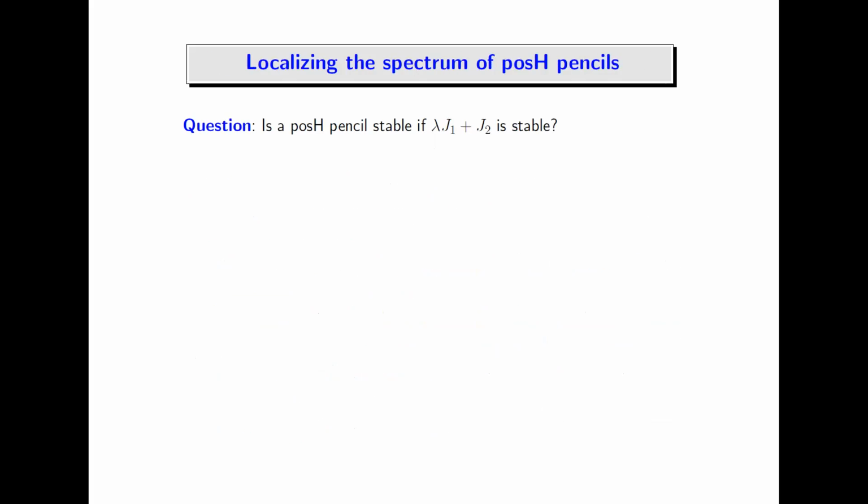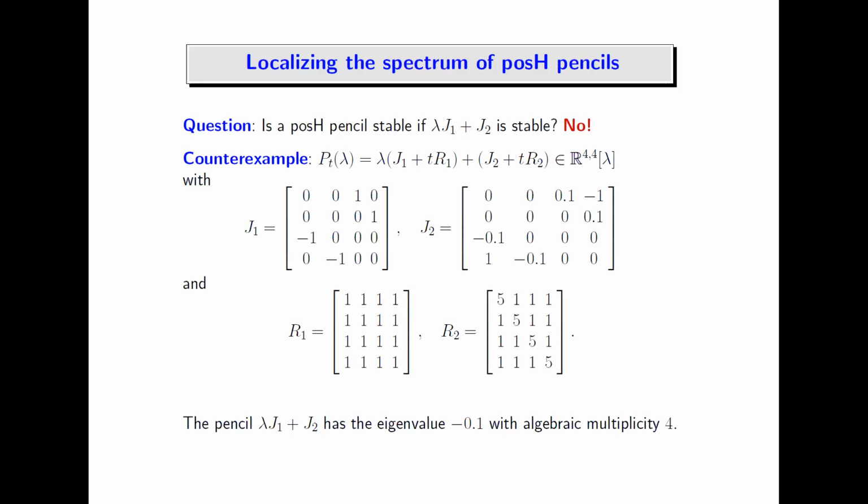And the question is now, can we even say more? So for example, if this underlying skew Hermitian pencil has all eigenvalues in the left half plane, is then the same true for the posH pencil? We were hoping for this a little bit until we found a counterexample, which I give here. So this is the underlying skew Hermitian pencil, and since we have written this with a plus here, actually this pencil has the eigenvalue minus 0.1.